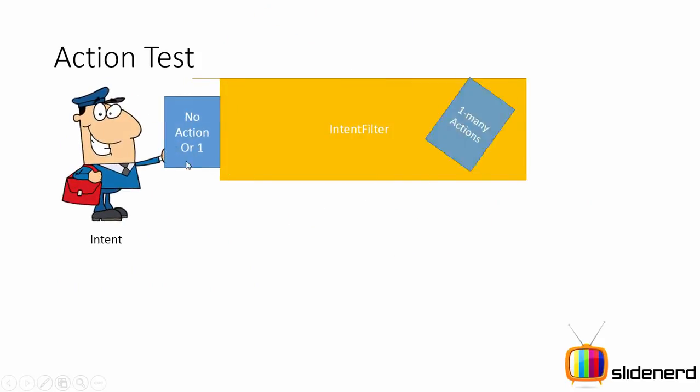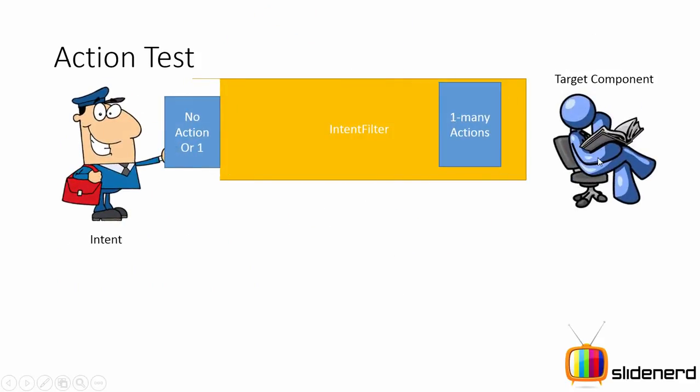So on the left hand side you have the intent, on the right hand side you have your intent filter. Now I have purposely made a nice mistake in this diagram. I have written one to many actions here for the intent filter, even though I previously said zero to many actions.